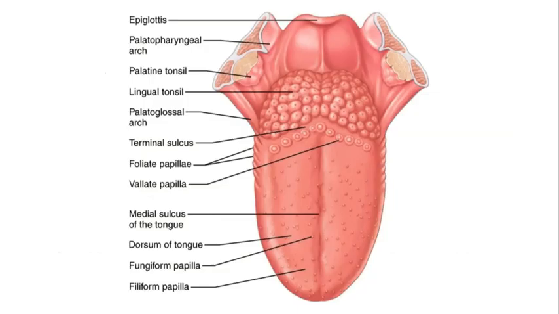So the filiform and fungiform papillae are scattered over the majority of the surface of the tongue, particularly the anterior and lateral parts of the tongue. The fungiform papillae tend to be much larger than the filiform papillae and are much less numerous than the filiform papillae. The vallate papillae form a V-shaped row at the posterior aspect of the tongue, while we see that the foliate papillae are leaf-like folds at the posterior and lateral aspects of the tongue.